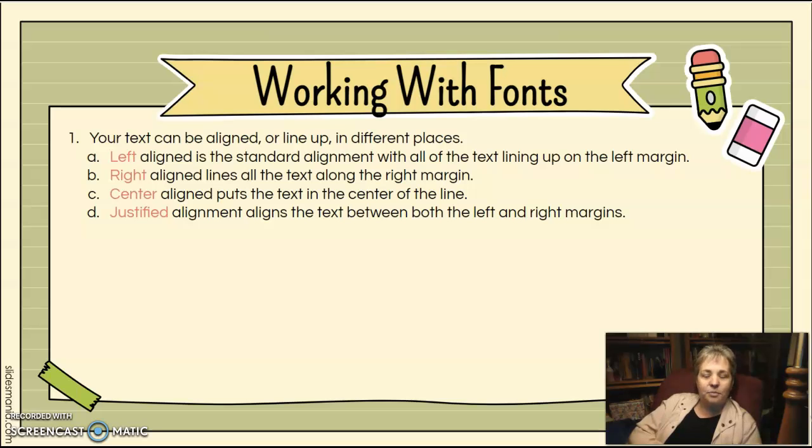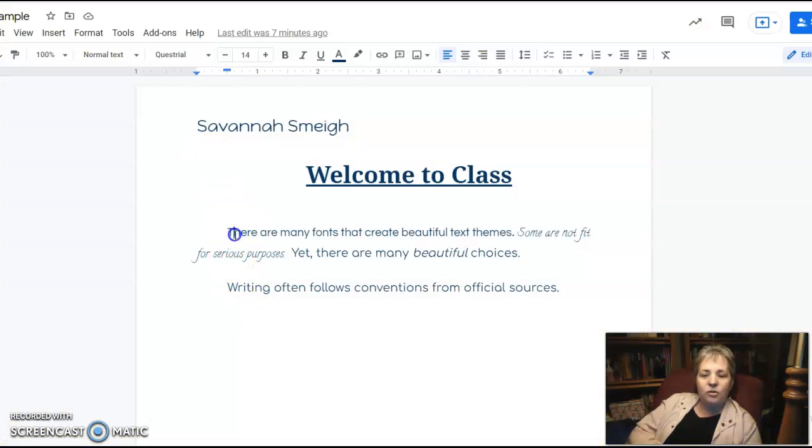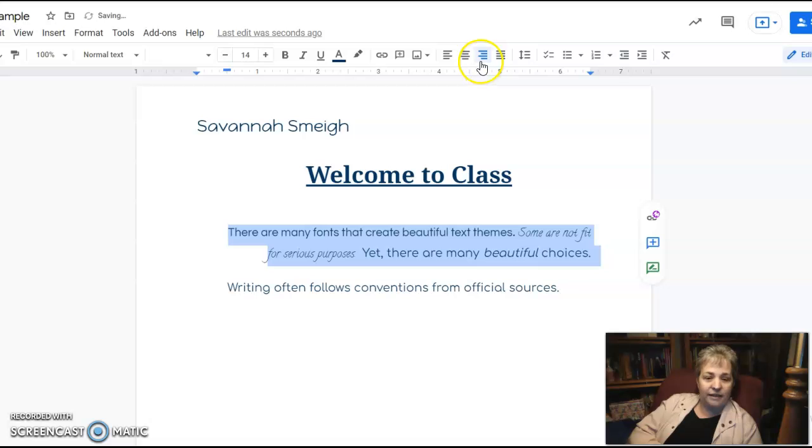Let's go to my example again. So these are all left aligned. But if I highlighted them, there is the right aligned. So you can see it all moved to the right margin, this right area here, where it's an imaginary line from this arrow down. And of course my title up here is center aligned.